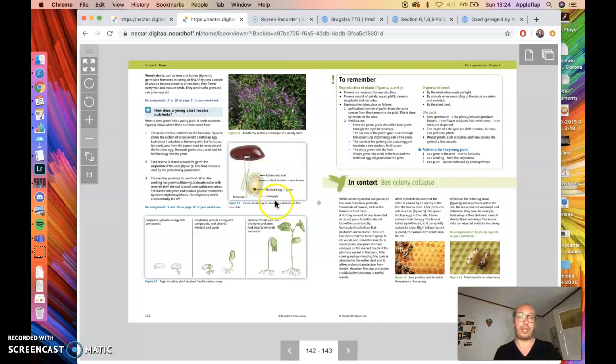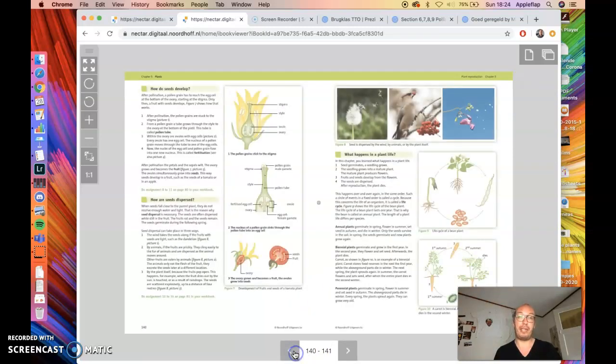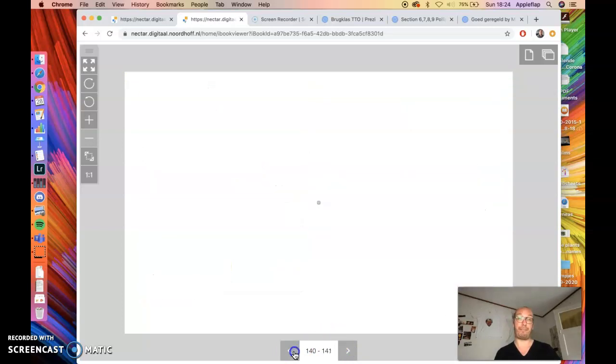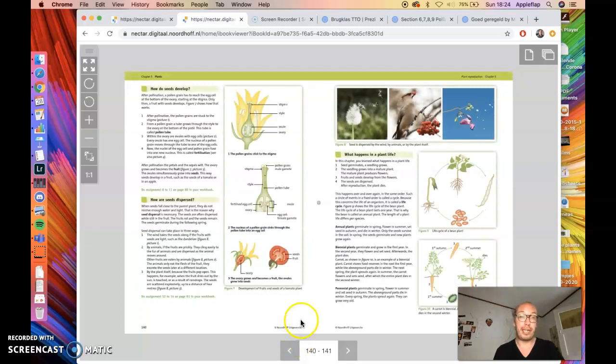All right, so now you will be able to fill out some exercises, and the exercises available for you are 8 until 20. So it's quite a lot, 8 until 20. Those are starting at page 80 in your workbook.